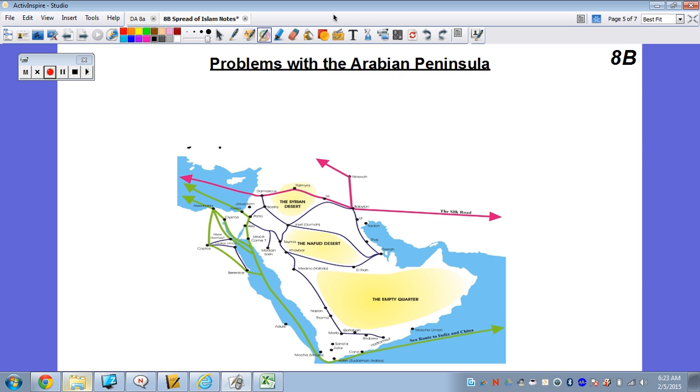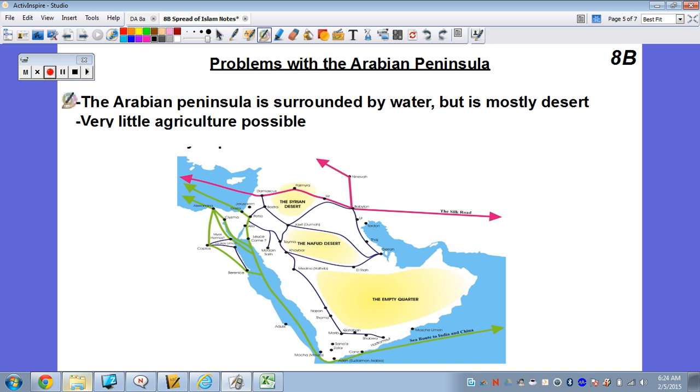Alright, now, problems with the Arabian Peninsula, guys. Obviously, when you've got the cities of Mecca and Medina on the Arabian Peninsula, we've got a couple of obvious geographic problems, and this is how the geography of the region is going to impact civilization. While the Arabian Peninsula is surrounded by water on three sides, it's mostly desert on the interior. Desert means low amount of rainfall. It's really hard to grow crops with that limited amount of rainfall. So very little agriculture ends up being possible on the Arabian Peninsula. Therefore, trade is not only important for survival, it is imperative. No trade, no ability to import food, no ability to survive.